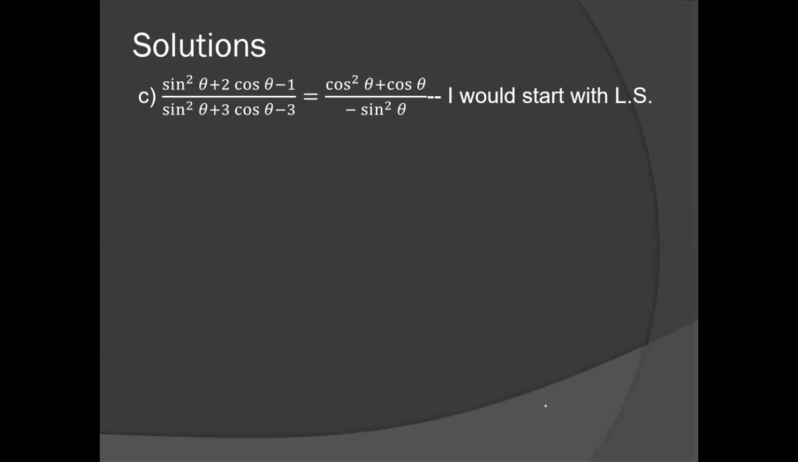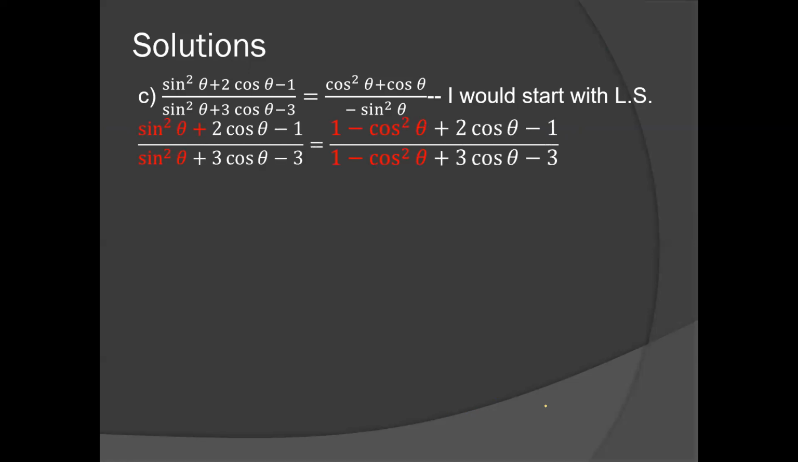Let's do the last one here. Okay, the last one is complicated. It's sine theta minus 1 over sine squared theta plus 3 cos theta minus 3 is equal to cos squared theta plus cos theta over negative sine squared theta. Okay, that's even hard to say. Let's start with the left-hand side. So again, the left-hand side is extremely complicated, so I would start with that first.